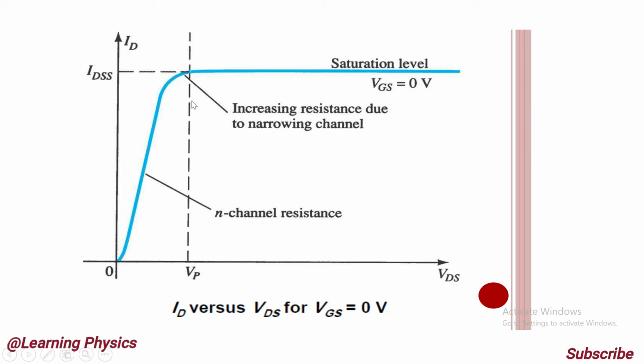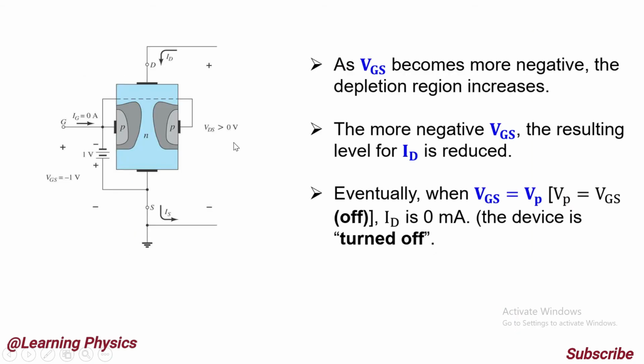And this is the schematic for when VDS is positive and VGS is zero. And this is another schematic diagram for the JFET. When VGS becomes negative, say we have applied VGS equal to minus 1 volt, then the depletion region increases. The more negative VGS is, the more the resulting level of ID is reduced.